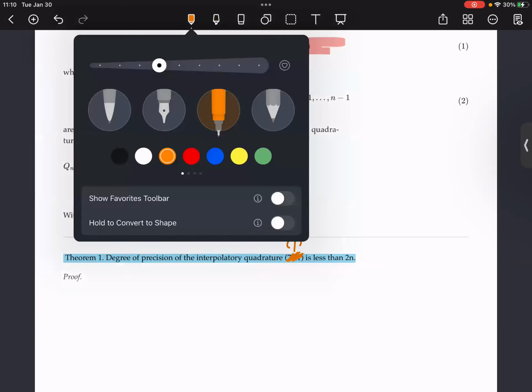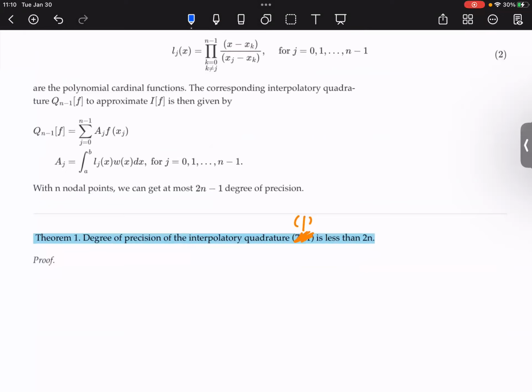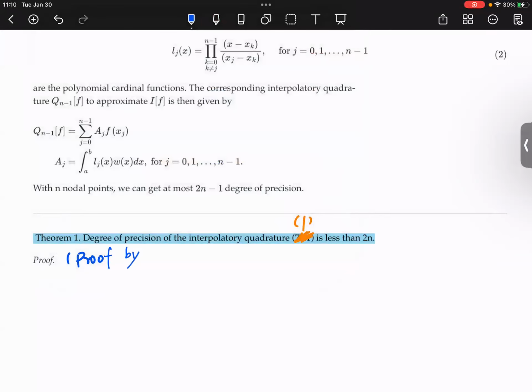You have already learned in math A that if we want to prove something, we can use proof by contradiction. The theorem is saying the degree of precision is less than 2n. So the technique we are using here is proof by contradiction.